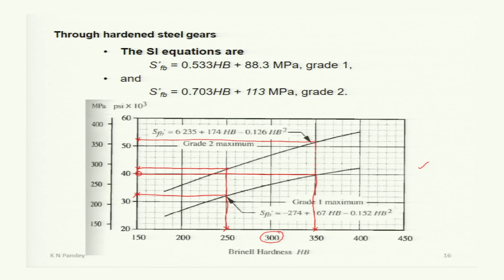Now, in place of this graph, you can also use these equations. This is the equation for grade 1: SFB dash is equal to 0.533 HB, the Brinell hardness number of the material, plus 88.3 megapascal. So, by substituting the Brinell hardness number of the material, you may get the SFB dash. Similarly, for grade 2, you have SFB dash is 0.703 HB plus 113 megapascal. Now, in the data books, you may get other tables and figures which can be used to determine the SFB dash.